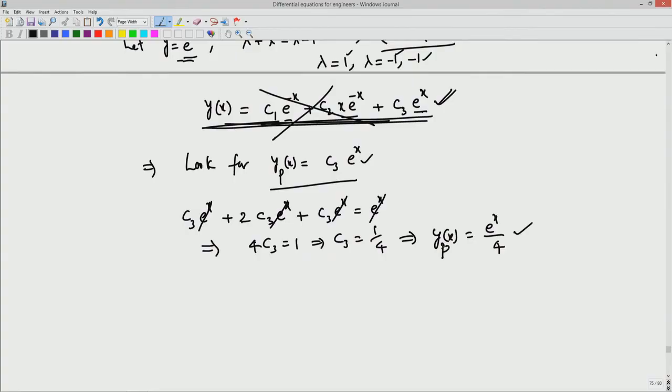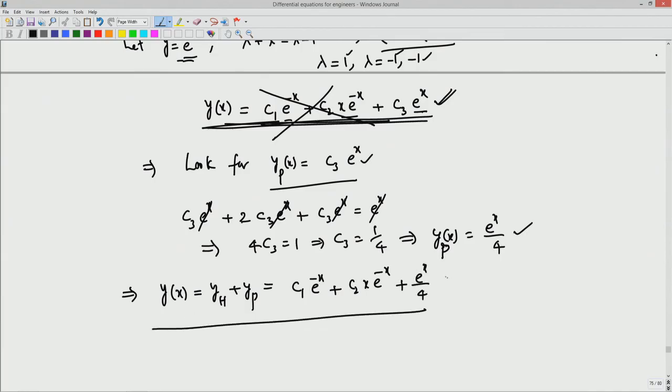So once you know the particular solution, you know the general solution of the non-homogeneous equation, that is yh plus yp. Okay. So that is c1 e power minus x plus c2 x e power minus x plus yp, which is e power x by 4. So this is your general solution. Okay. This is the general solution of the given equation.